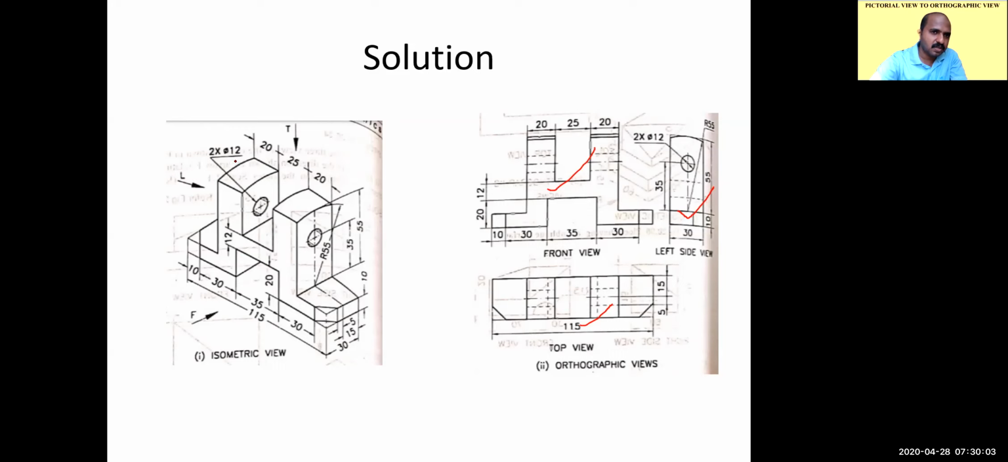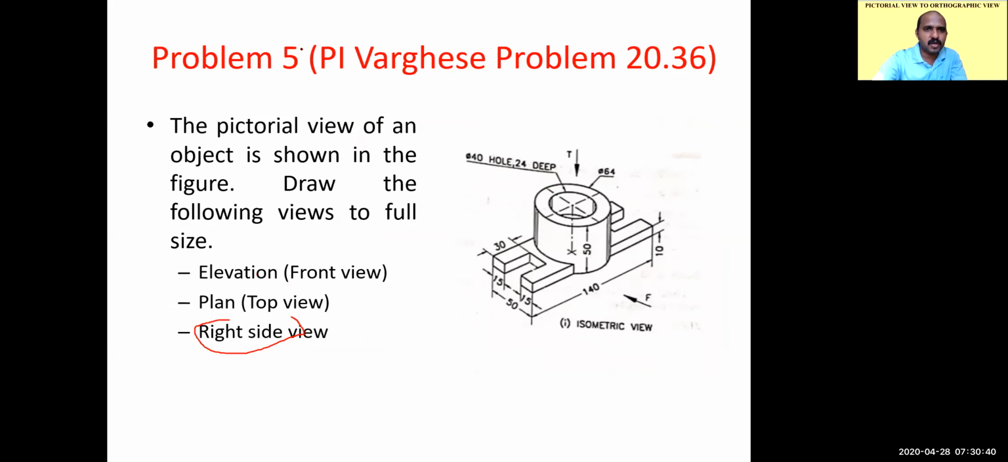So what does this 2 into 520 represent? There are two holes which have a diameter of 12. This is one hole, second hole. Two holes of 12 mm dia. Then what does R55 represent? Radius 55. Clear. So you draw the front view, top view, and the left side view. Then next, problem number 5.